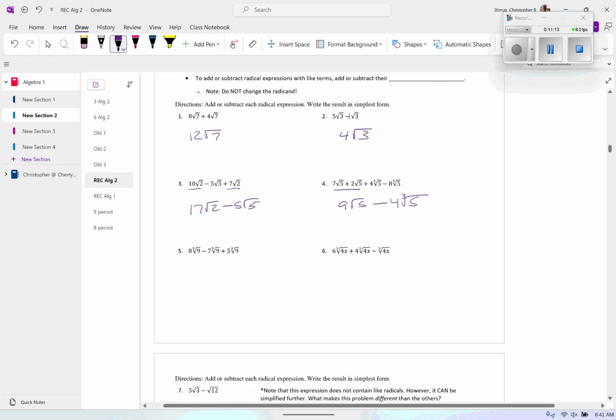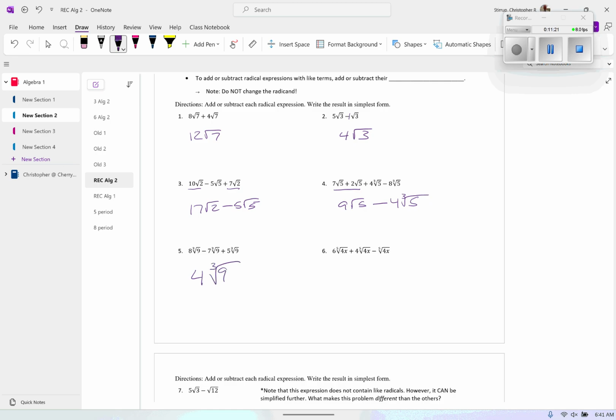Number 5, we have root 9, root 9, root 9, all third roots. So 8 minus 7 is 1. 1 plus 5 is 4, so I get 5 third root of 9. Again, those are all the same root. There's a 1 out in front of that, so I'm going to get 6 plus 4 is 10, minus 1 is 9. 9 fifth root of 4x.